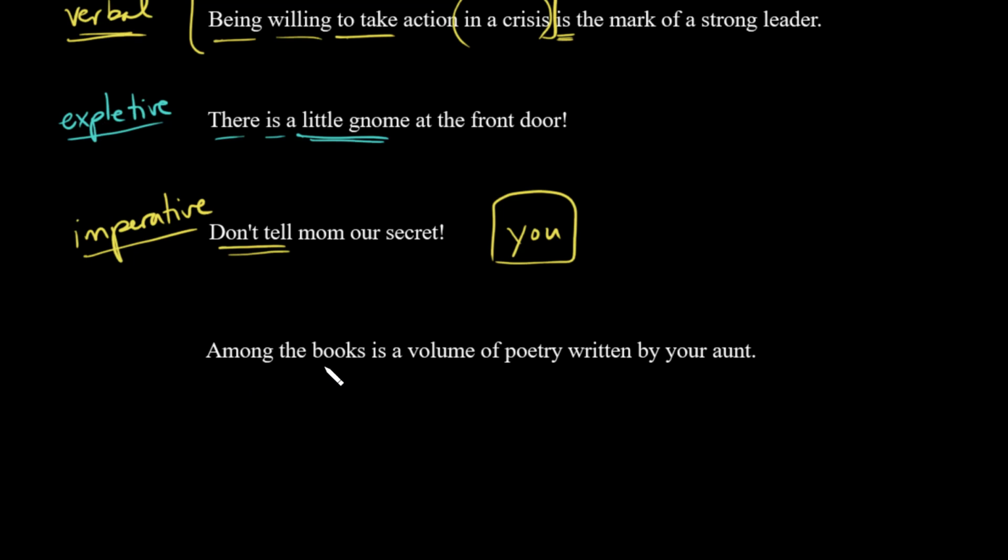Last one, "Among the books is a volume of poetry written by your aunt." Here the verb again is "is," and sometimes it happens that the subject comes after the verb. It's fairly rare in English, but in this case, if we say who or what is, then we would actually have to say "a volume of poetry." A volume of poetry is among the books. Okay? Because this first bit is a prepositional phrase, and so it cannot contain the subject.